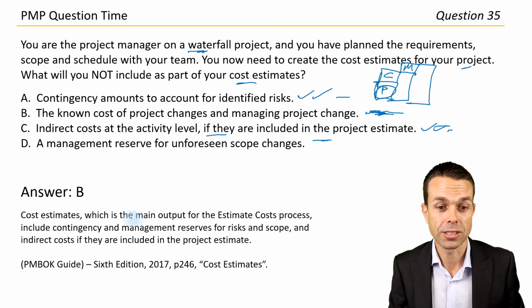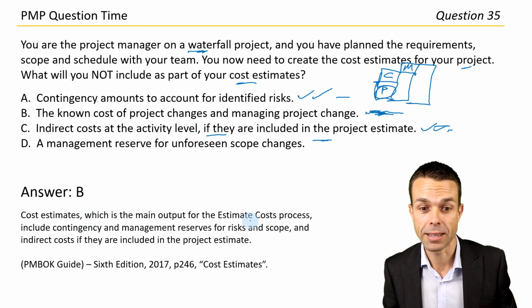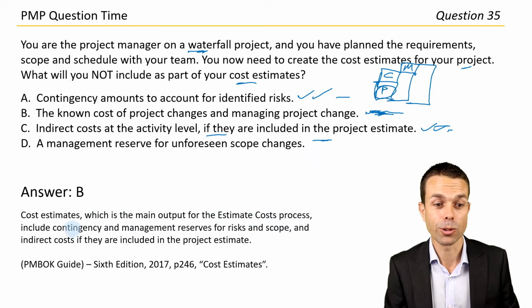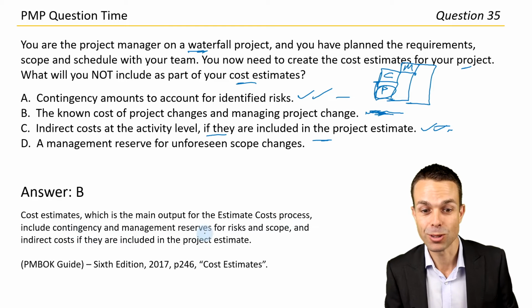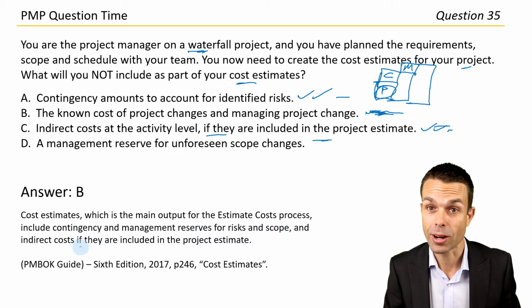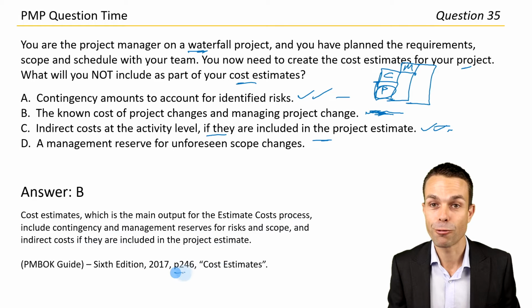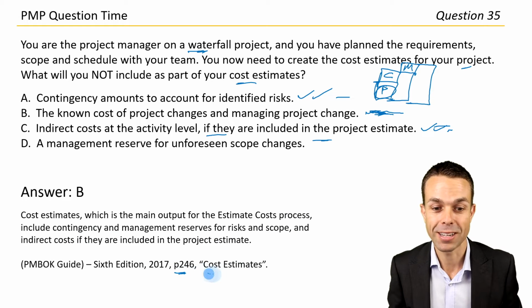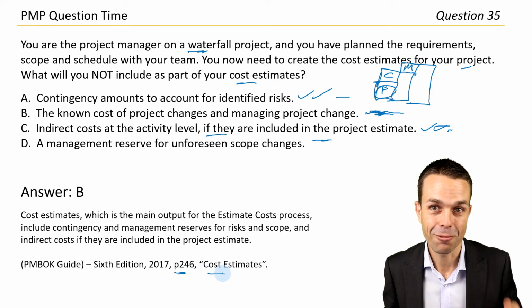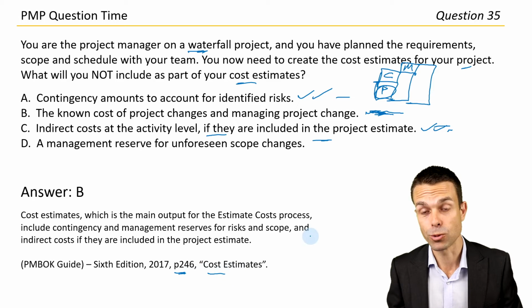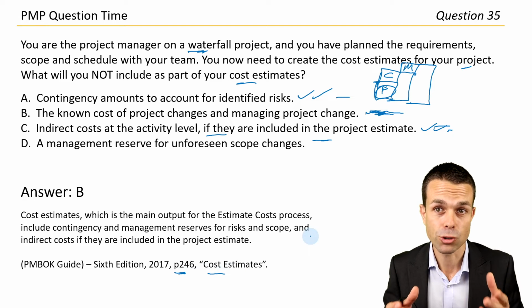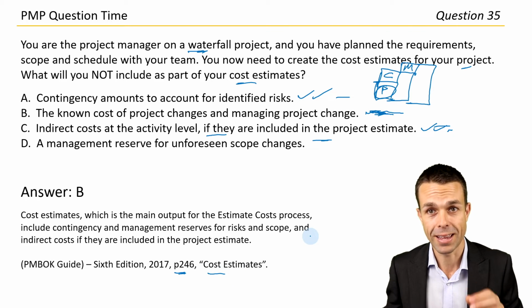Cost estimates, which is the main output for the estimating costs process, include contingency and management reserves for risks and scope, and indirect costs if they're included in the project estimate. Page 246 in the PMBOK guide, cost estimates. If you want to check that out for yourself, really good as well. Managing cost, obviously extremely important for any project.